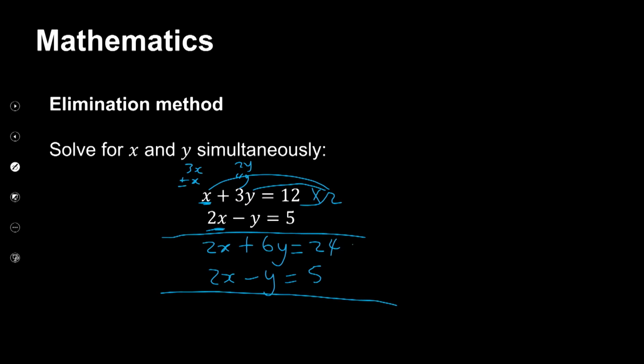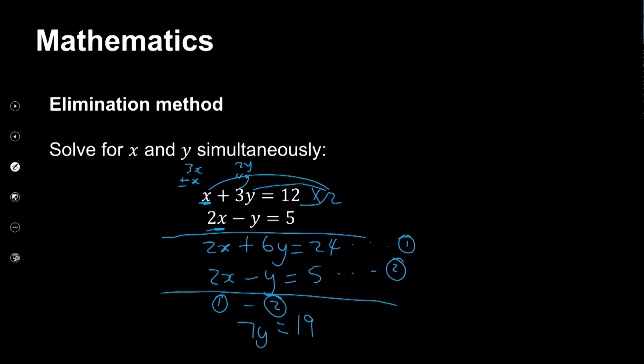Right? And then remember I said just try to label them. Equation 1, equation 2, excuse me. Then I will just say equation 1 minus equation 2. So it will be equation 1 minus equation number 2. So to do that, 2x minus 2x will be 0. 6y minus y will give me 7y equals 24 minus the 5 there, which will then give me 19.